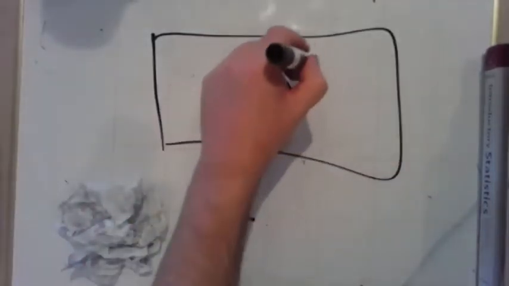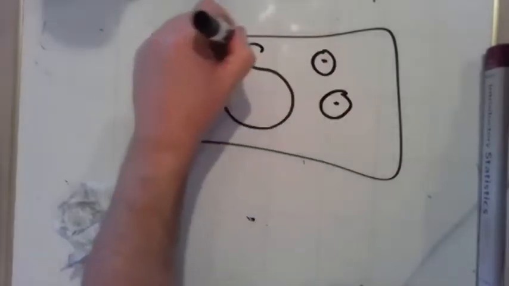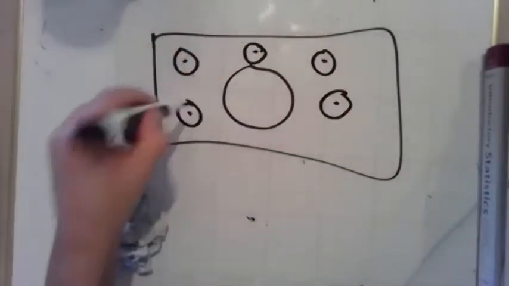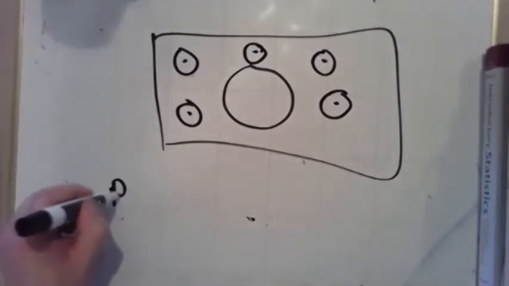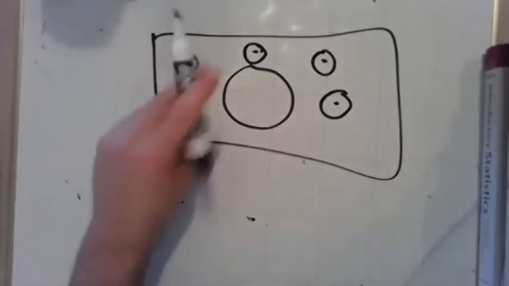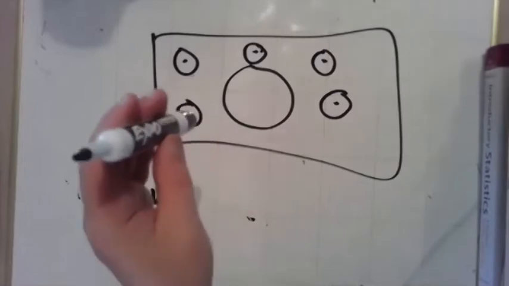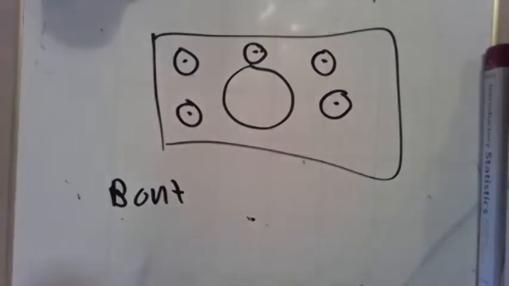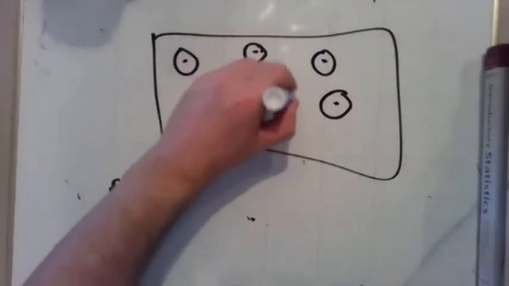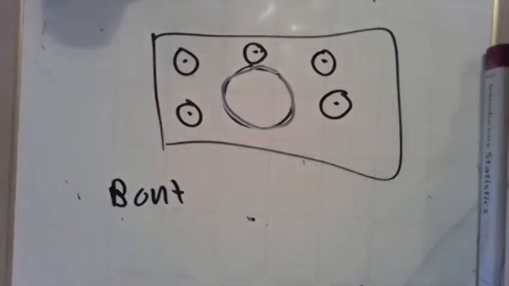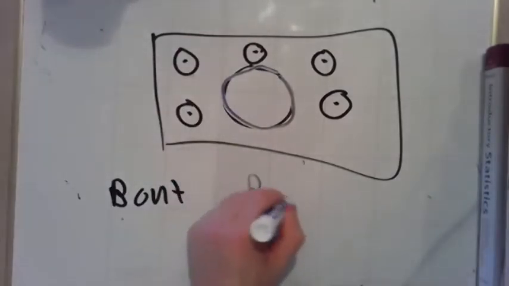Some region here that has the magnetic field flowing out. We know it's out because we have the dots. Those represent vectors out. Here's my circuit. Here's my conducting wire. And what if I have B increasing?